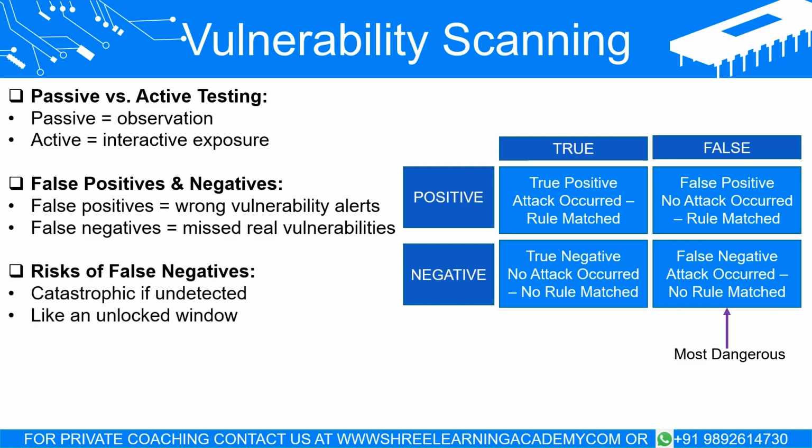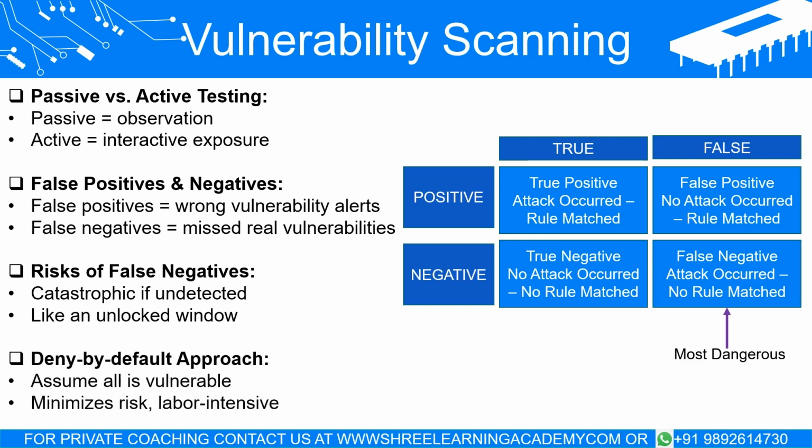Critical risk of false negatives. If a scanner fails to detect a real vulnerability, a false negative, it could be catastrophic. Imagine not knowing one of your windows is unlocked. It's an open invitation for trouble. Mitigating risks with deny by default approach. One way to address false negatives is through a deny by default approach. This is like assuming all your locks are broken and taking extra precautions until proven otherwise. This approach minimizes risks but can be labor-intensive.